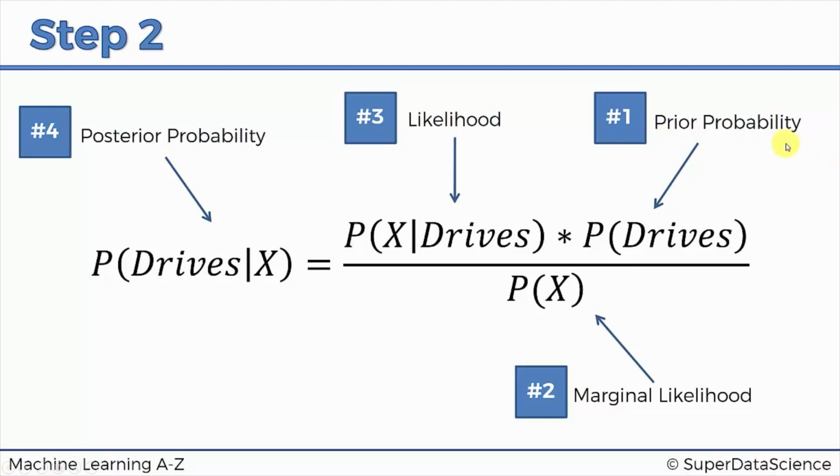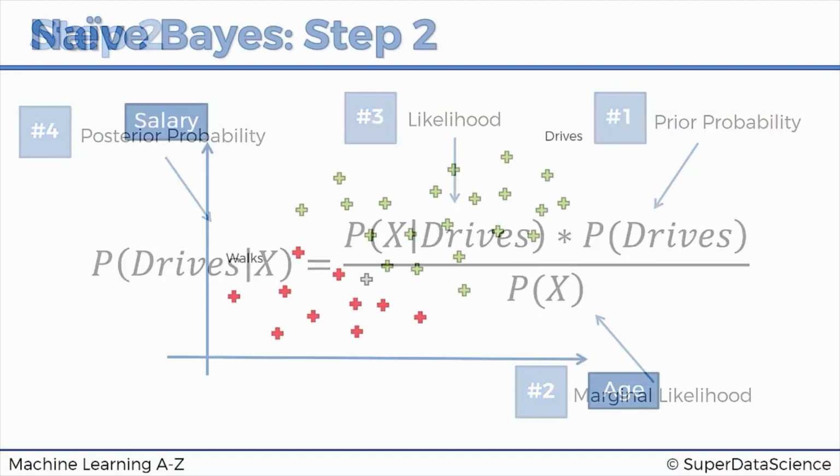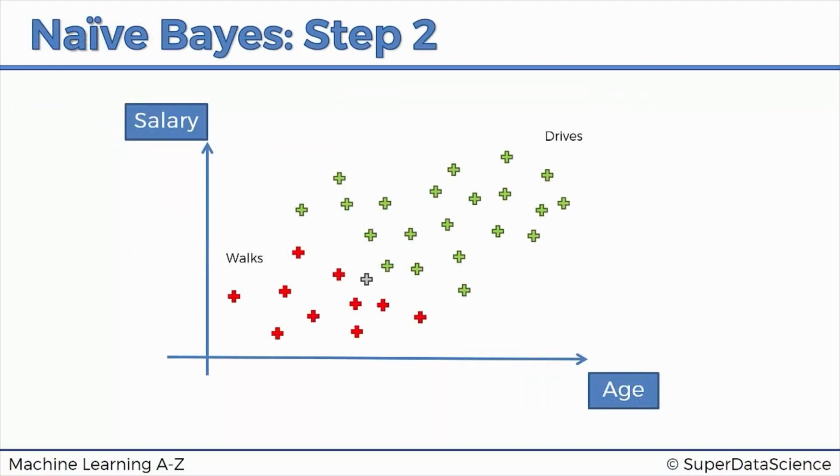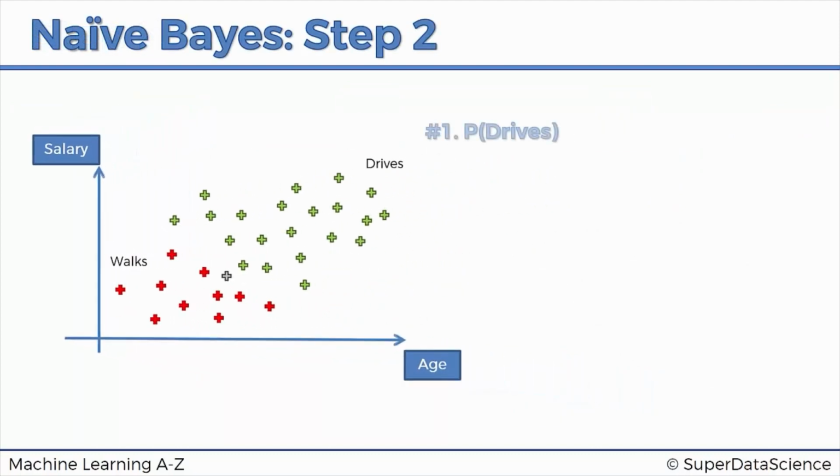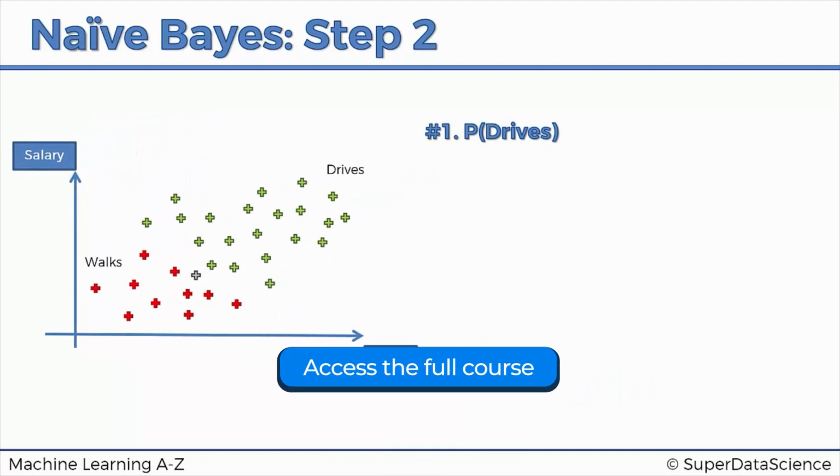First, we're going to calculate the prior probability, then the marginal likelihood, and then the likelihood. You can compare along the way if you got the same results. So let's go through it. There's our data set, and now let's move it to the left to make some space. The first thing we're going to calculate is the prior probability.